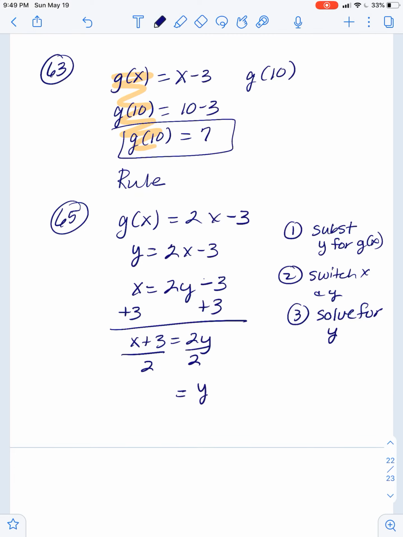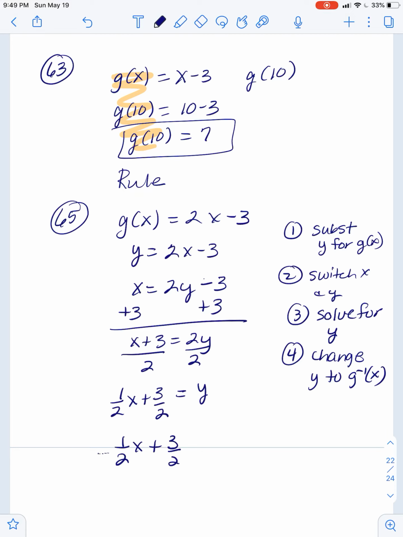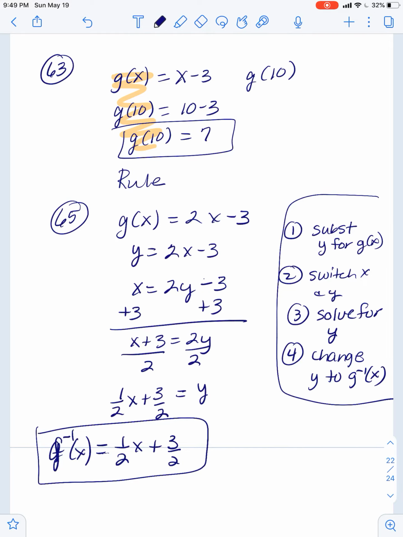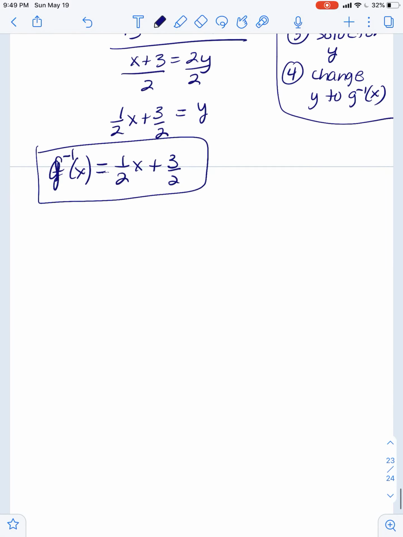Now I like rewriting this in slope-intercept form. So 1/2 x plus 3/2. And your fourth step is change, in this case, y to g inverse x. Okay, if it's f, then it would be f inverse x and so forth. And because I want it in function or in graphing notation, I'm going to put that out in front, g inverse of x. If you don't, that's not that big of a deal. And you're done. Okay? So again, remember those steps for finding the inverse. 66 will be the same thing.